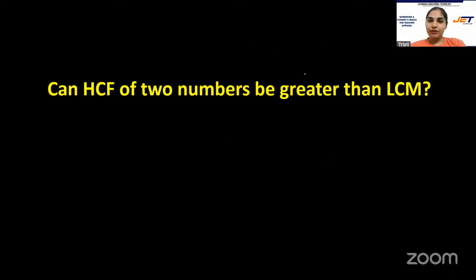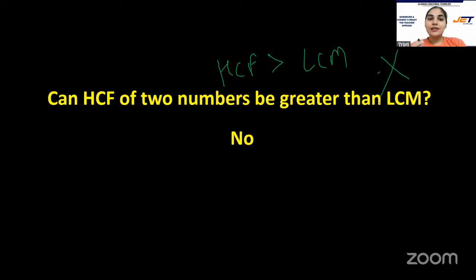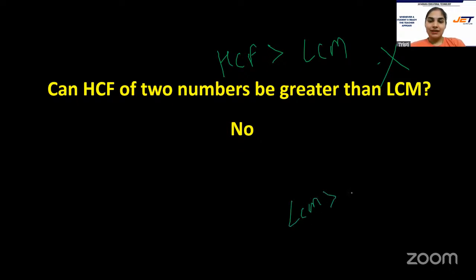And can the HCF of two numbers be greater than the LCM? No. The same reason, because multiples are always greater than or equal to the number and factors are always less than or equal to it, so we can say that a multiple will always be bigger than the factors. So LCM will always be greater than the HCF.